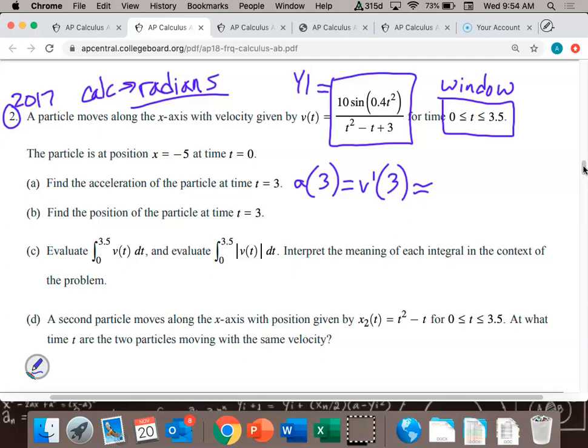Okay. So you still didn't get it though? Do you have it still in y1? Yeah. Okay, so let's take a look. So you have 10 sine of 0.4 x squared divided by x squared minus x plus 3. Okay, go to your graph window. All right, and then hit calc. Derivative. Okay.